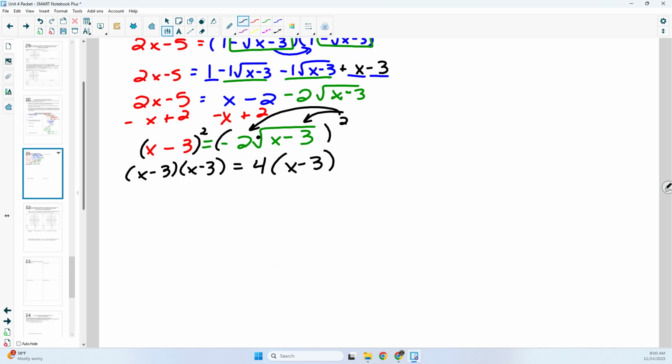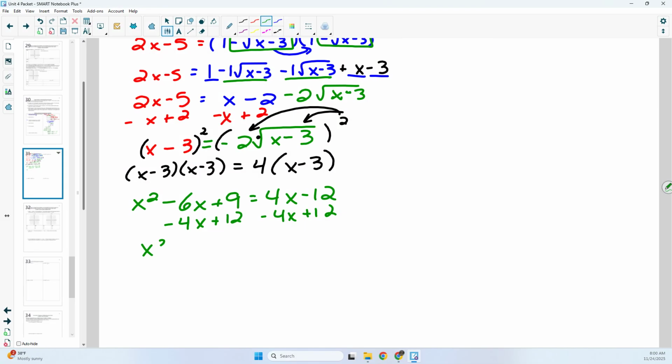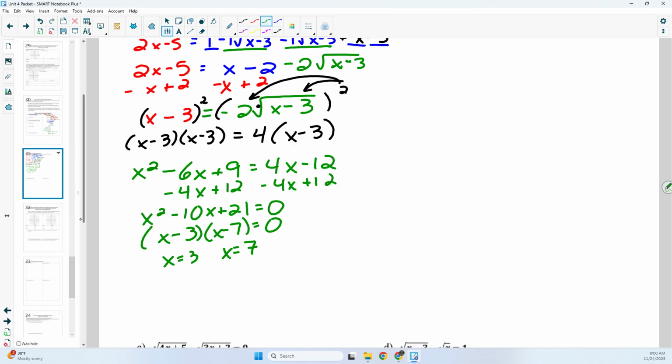So hopefully we've been doing this long enough. I know it's factored now, but that's not super helpful, right? Because I don't have it set equal to 0. So on this side, I get x squared minus 3x minus 3x is minus 6x plus 9. Over here, I have 4x minus 12. I'm going to move everything over and factor. And I get answers of 7 and 3.